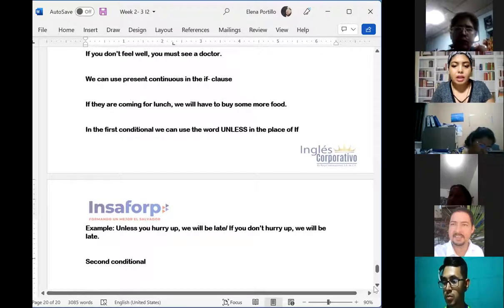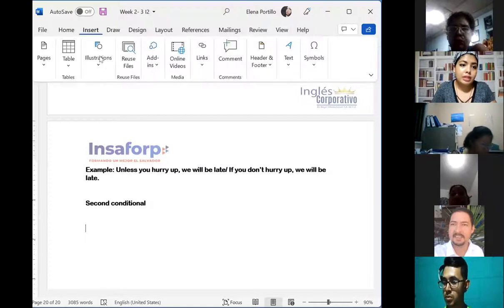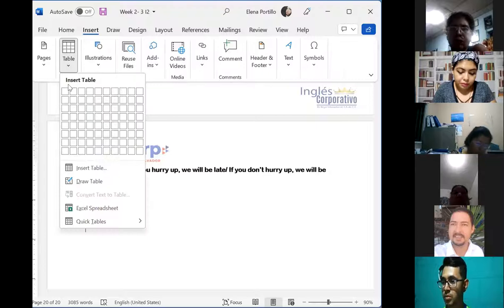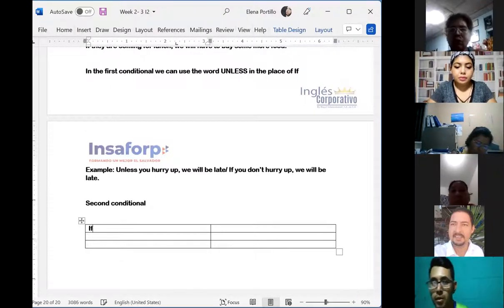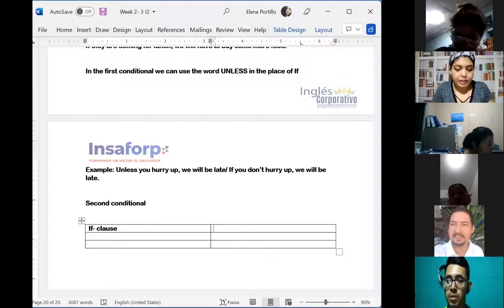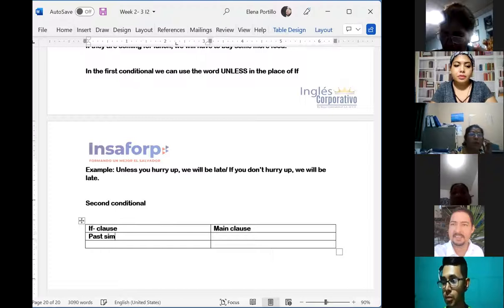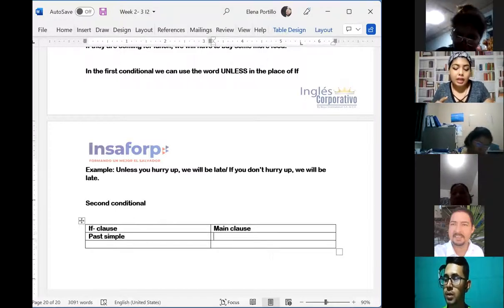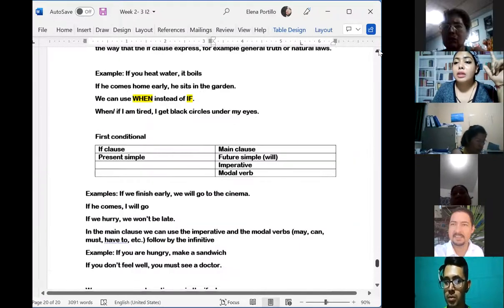And we are going to see again the structure that we are going to use with the second conditional. We have it like this. Here we have the if clause, and here we have the main clause. For the if clause, we are going to use the past simple, and then in the main clause we are going to have the conditional simple. But when we were saying this structure at the beginning, we are going to move this one to see the information that we have at the beginning.